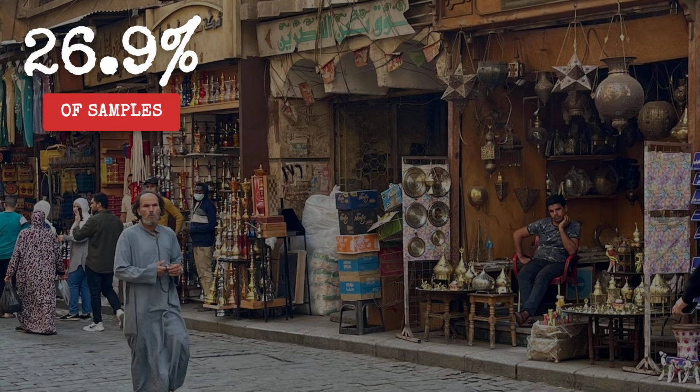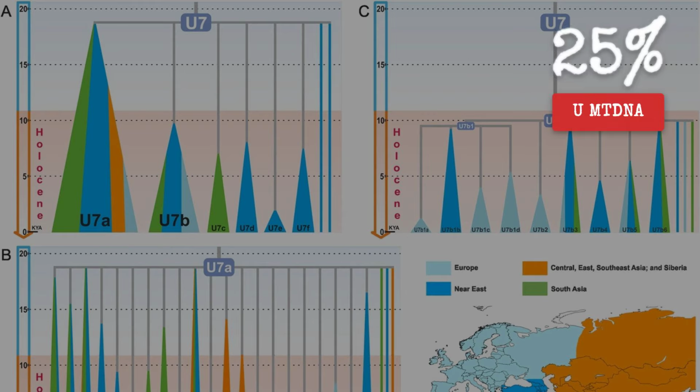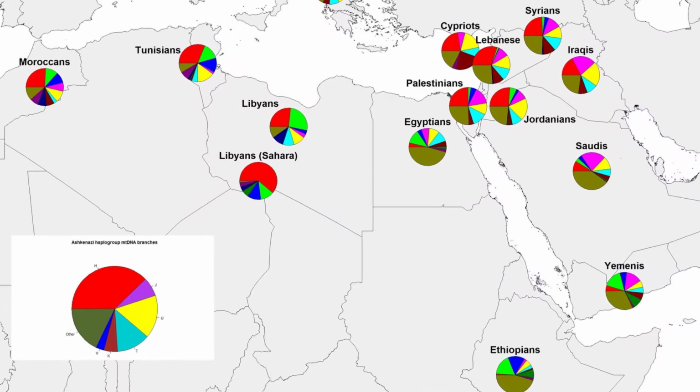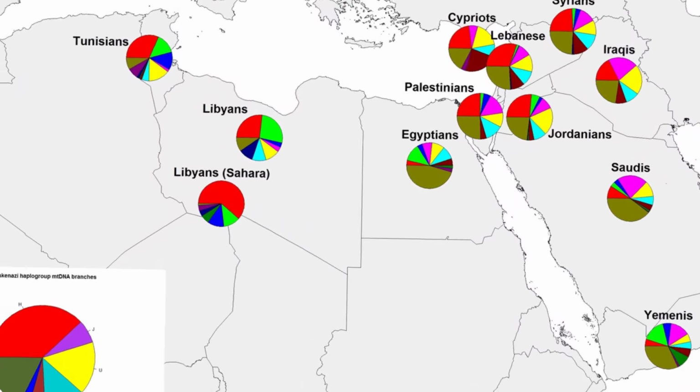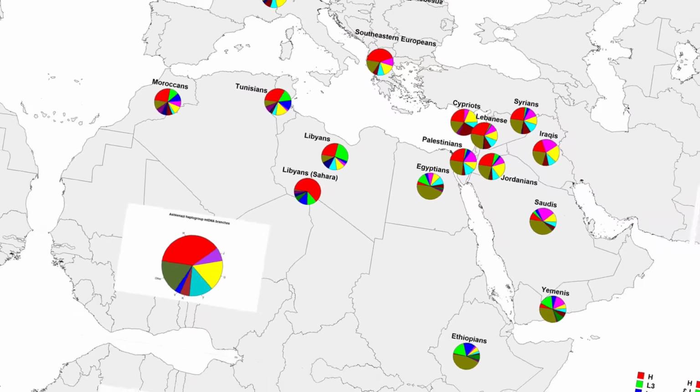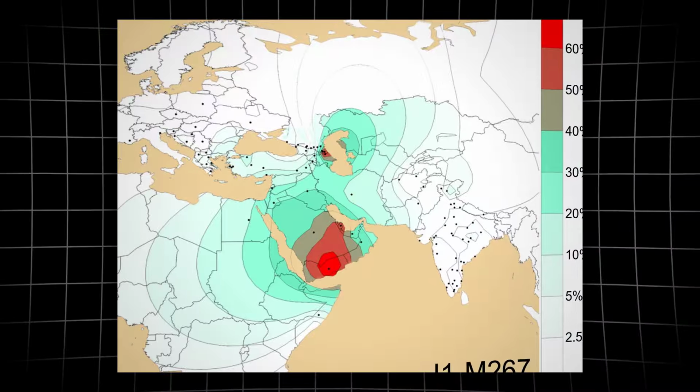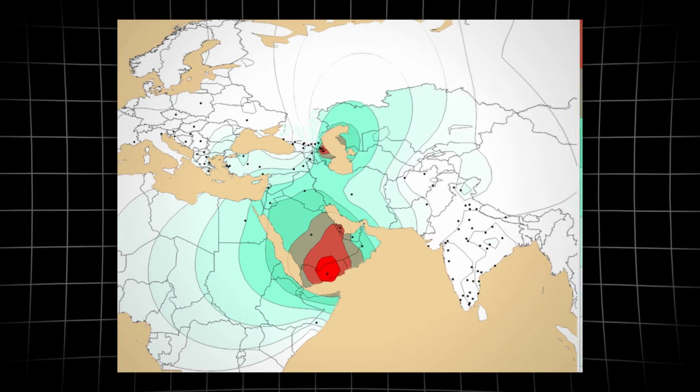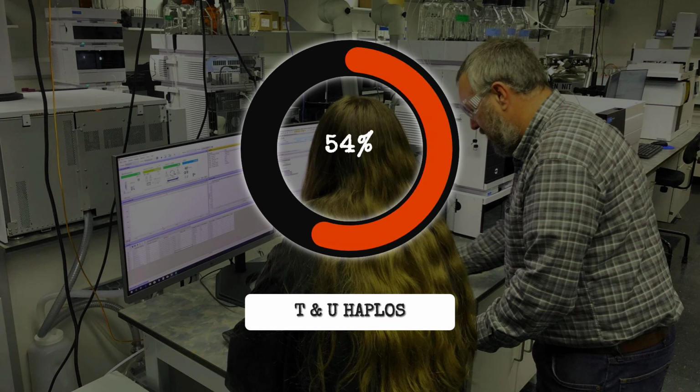T appeared in 26.9% of samples, a rate nearly identical to modern Egypt. U showed up in 25%, a frequency that matches populations in the Middle East and Mediterranean. J, H, and X also made strong appearances, with J at levels common in southern Europe and the Levant. The raw data read like a challenge to the standard model. T and U together accounted for more than half the sample.